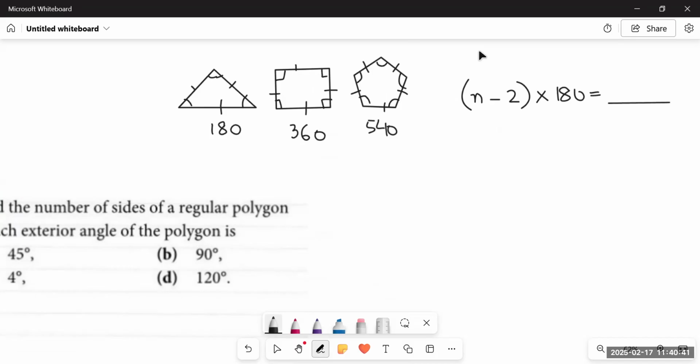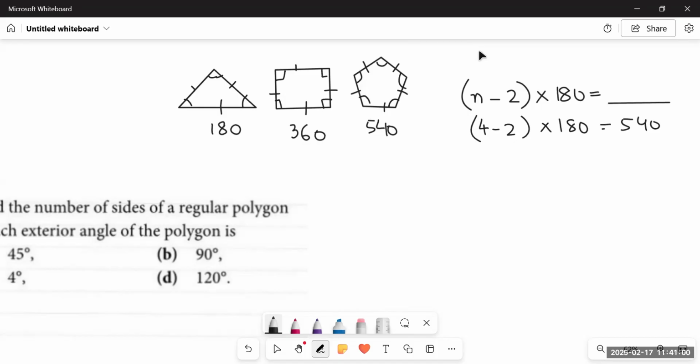Okay. So in a triangle, there are 3 angles. So the sum of angles would be 3 minus 2, multiplied by 180. That is 180. Right? When we talk about a quadrilateral, a quadrilateral has 4 angles. So we'll subtract 2 from 4. We will get 2. 2 multiplied by 180 is equal to 360.